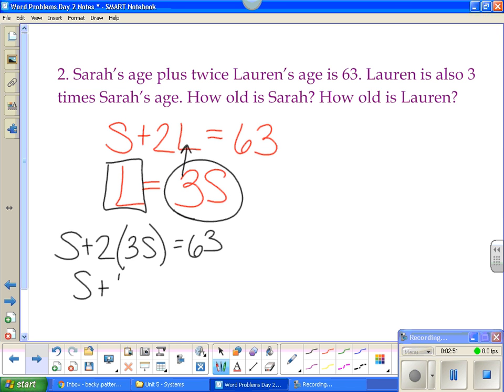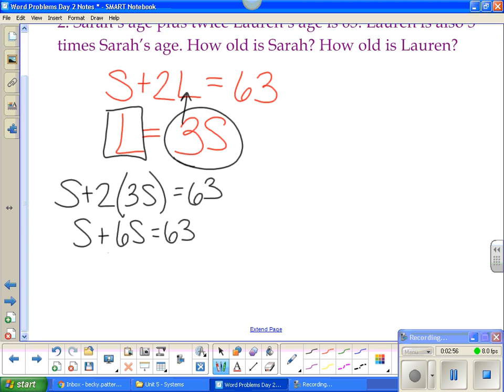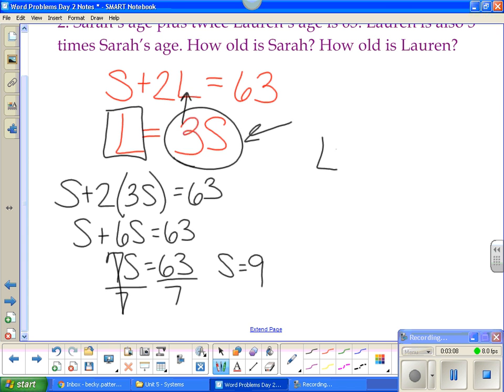2 times 3s is going to be 6s. S plus 6s is 7s. Divide by 7. S equals 9. So then I'm going to go back into my substitution and get L equals 3 times, and S was 9. So L is 27. So Sarah is 9 and Lauren is 27.